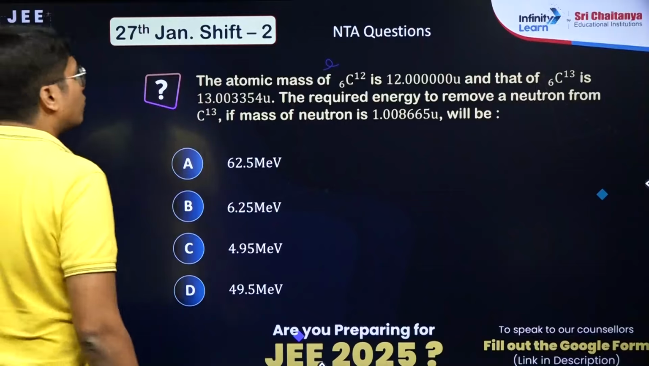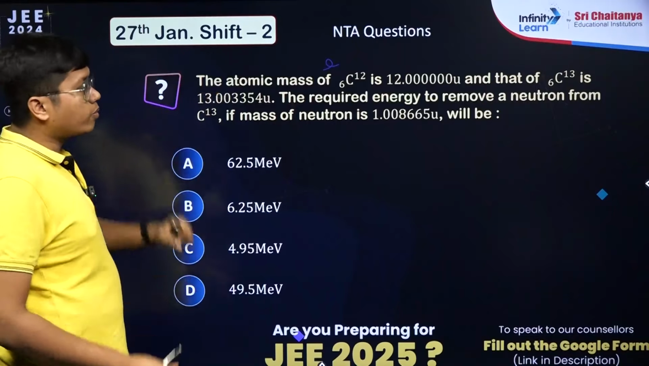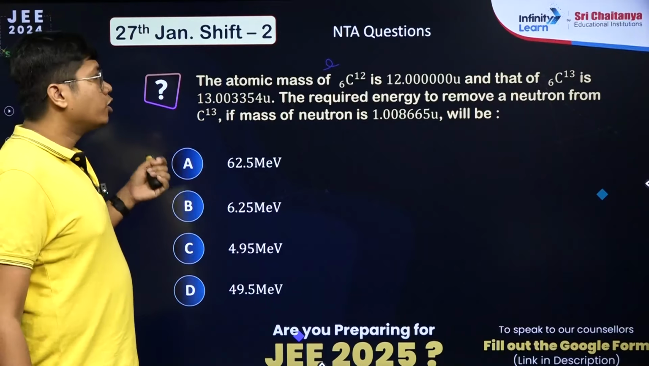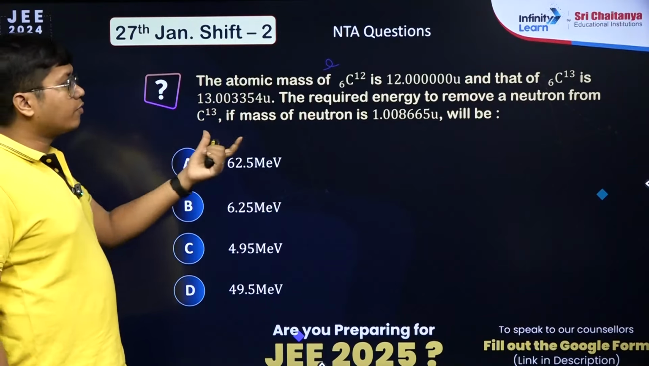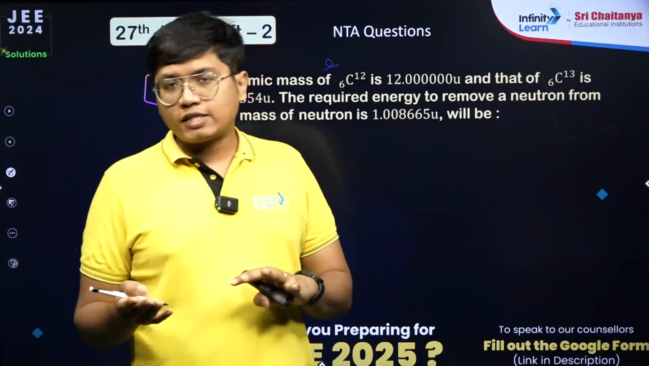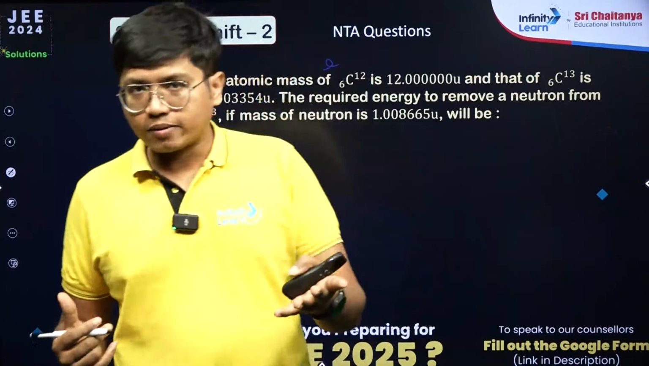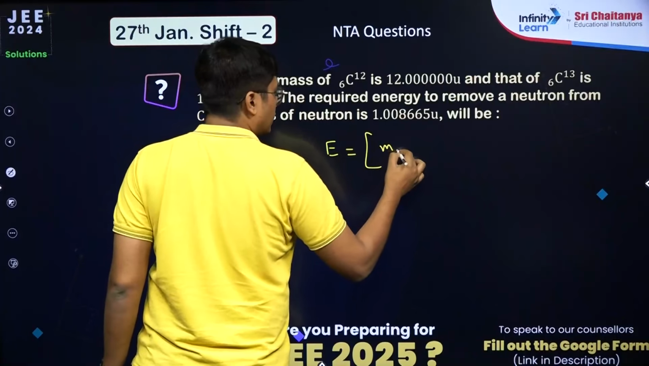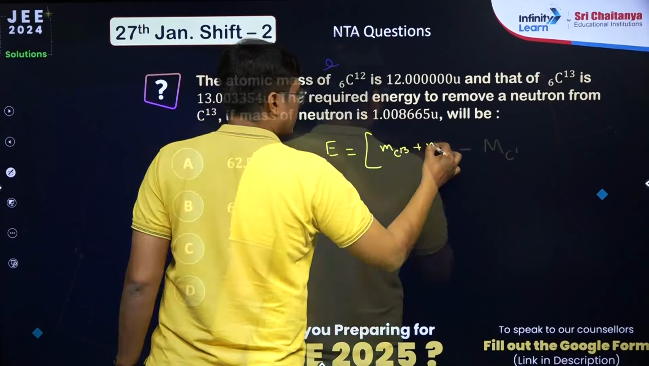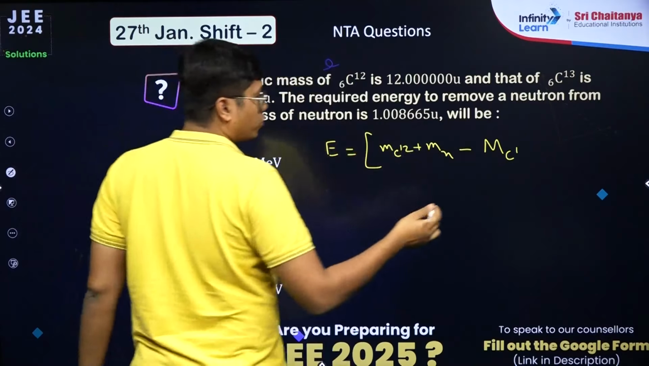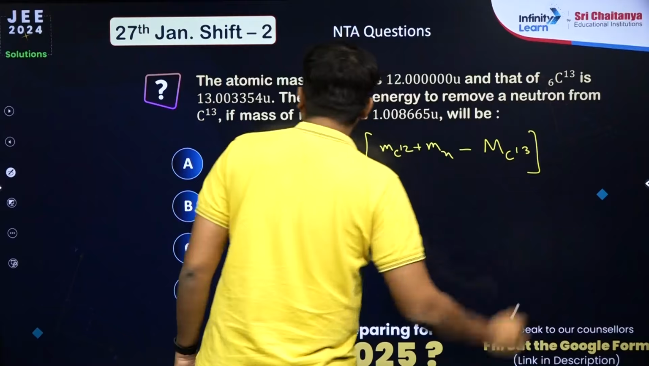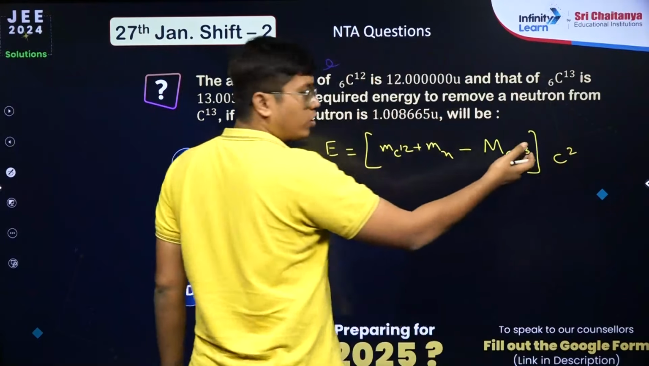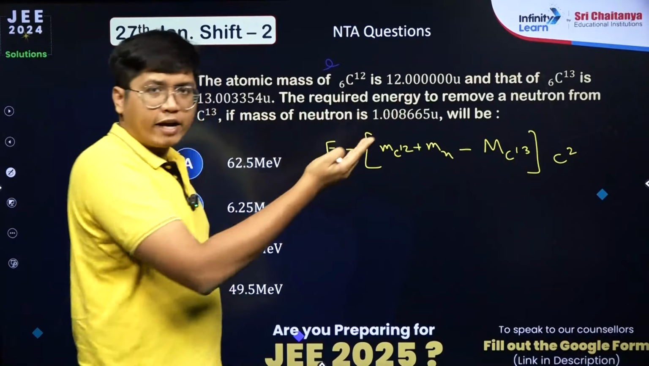It says the atomic mass of carbon 12 is 12 atomic mass units. That of carbon 13 is 13.003554. The required energy to remove a neutron from C13, if the mass of a neutron is this. So you're essentially looking for a mass defect, and as a result of mass defect, the binding energy. So the energy required to take it out is equal to the mass of the C12 plus the mass of the neutron minus the mass of the C13. That's what we are looking for, into C square. We don't bother too much with the C square if you represent it in atomic mass units.